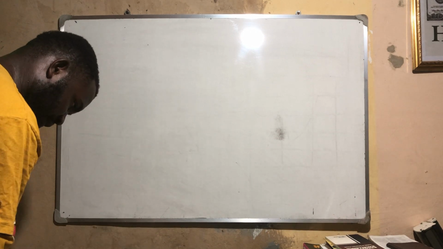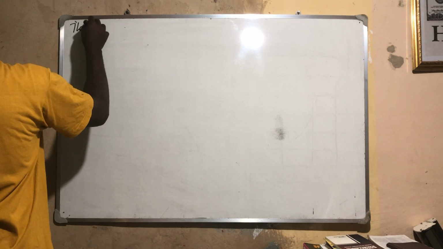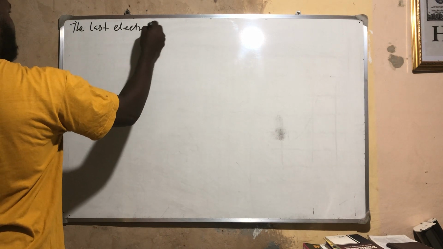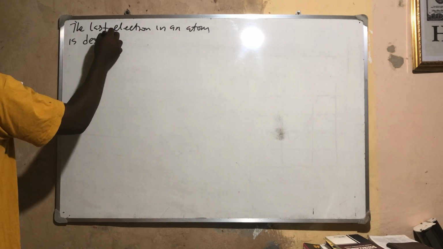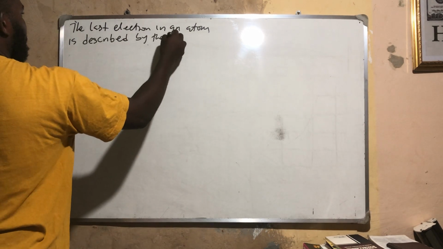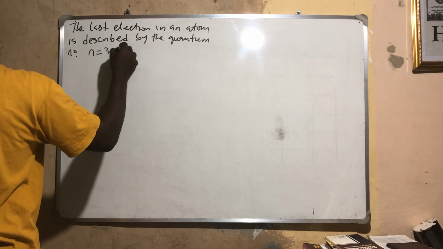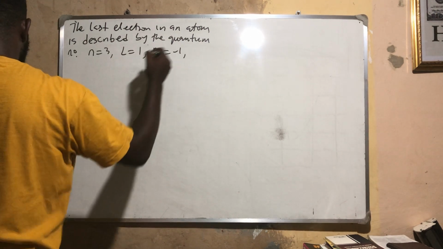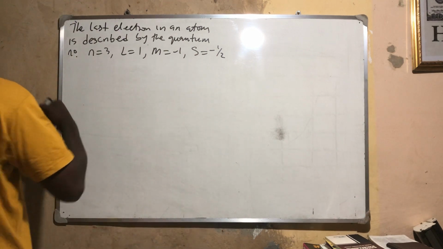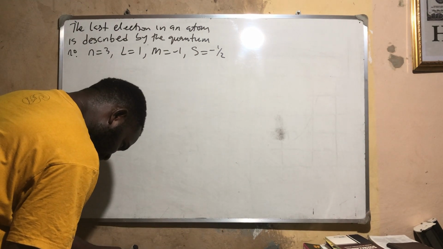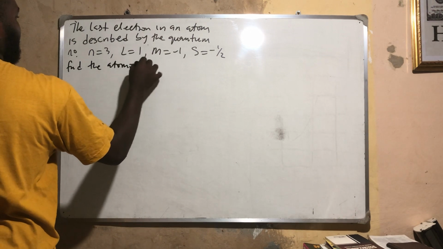The next one, question number 50, said the last electron in an atom is described by the quantum numbers n is 3, L is 1, M is minus 1, and S is equal to minus half. Then find the atomic number.